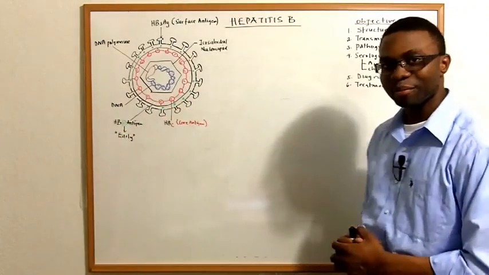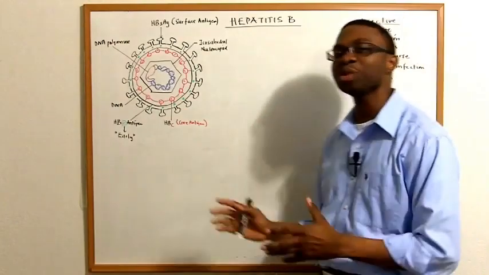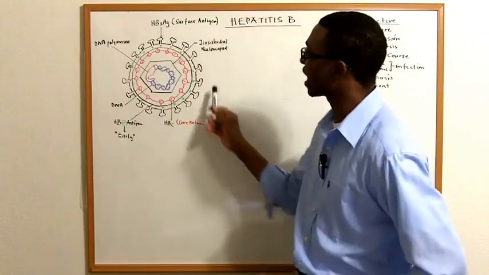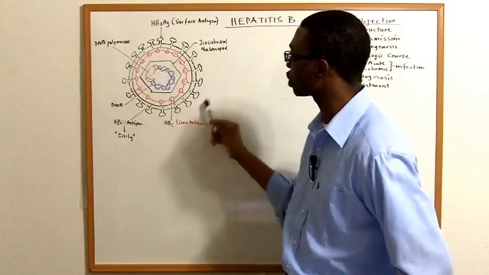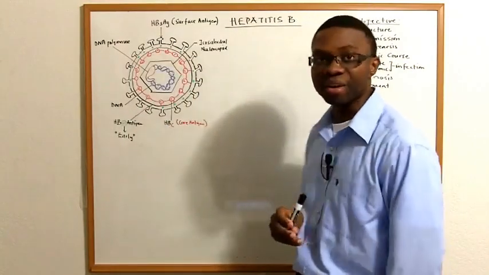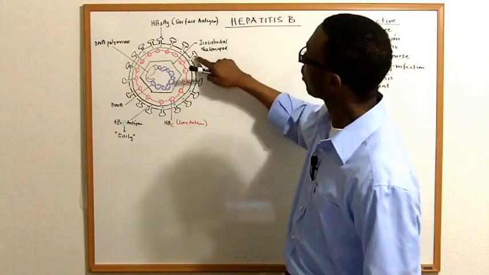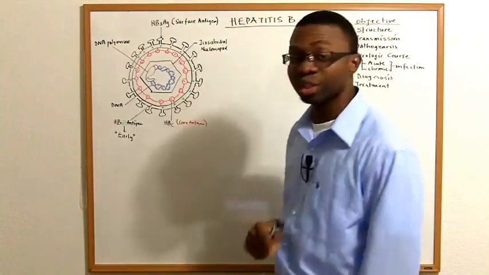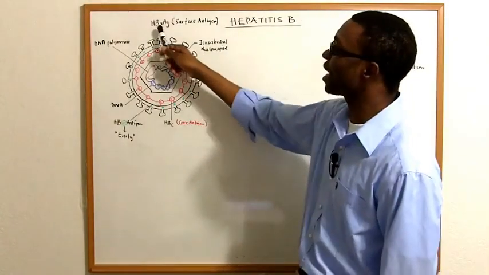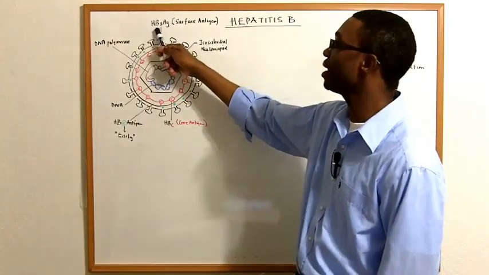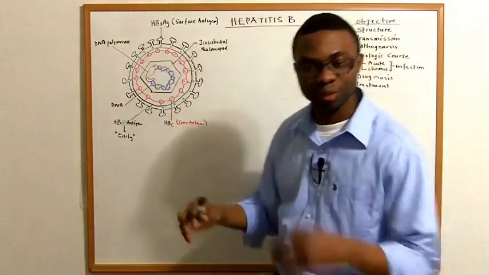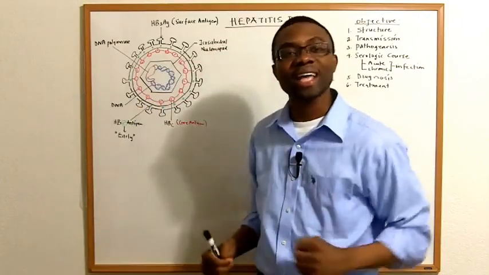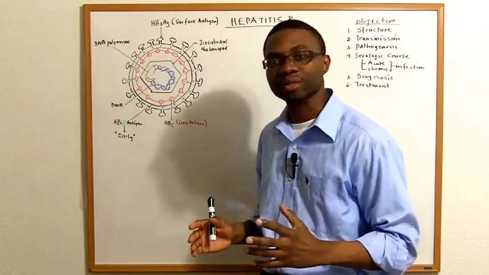On the right side of the board, I've drawn out a beautiful structure of hepatitis B. We're going to start one by one by looking at the outermost structures of the virus. These little pointy, round, mushroom-looking structures are the hepatitis B surface antigen, which makes sense. The antigens that surround the outside of the virus.